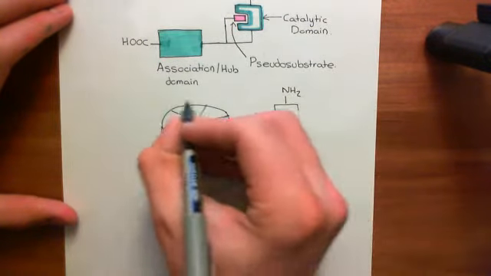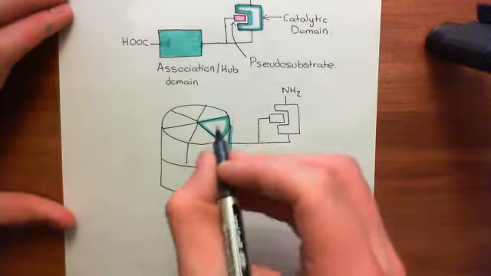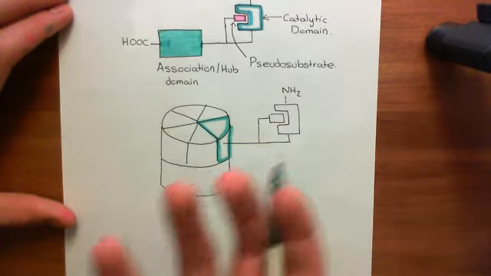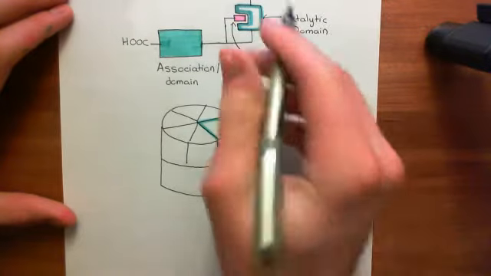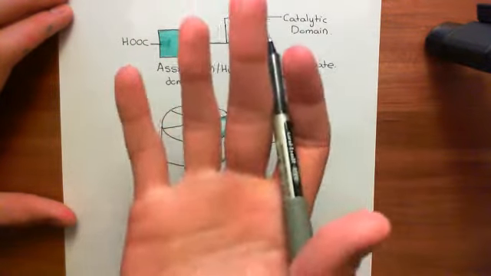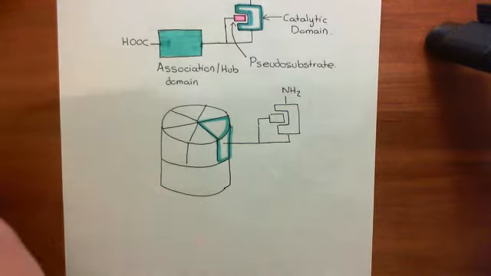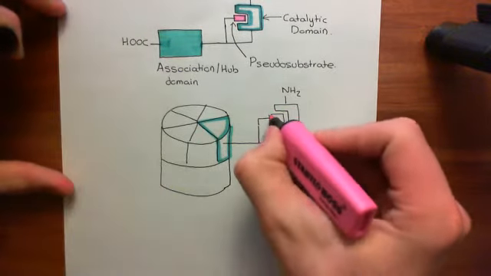Okay, so you'll have a ring of them all sticking off the side, and then on the bottom you've got the same thing again but upside down. So all of these will have their catalytic domains facing upwards. All of the ones on the bottom will have it facing downwards. Okay, so let me draw a picture of this.